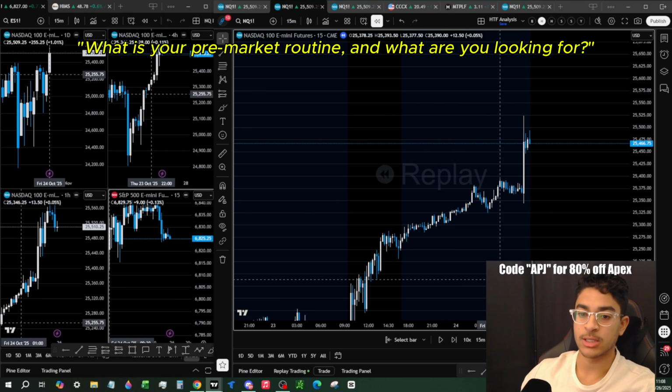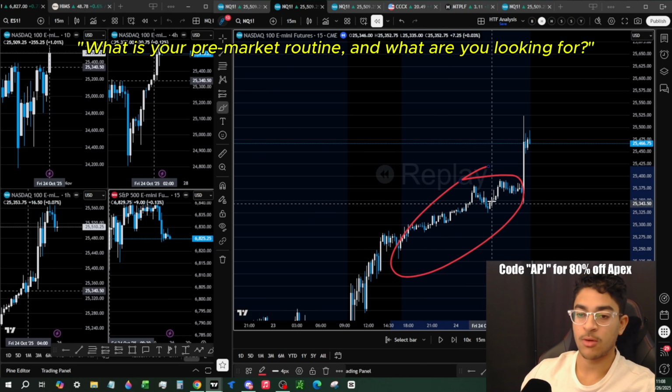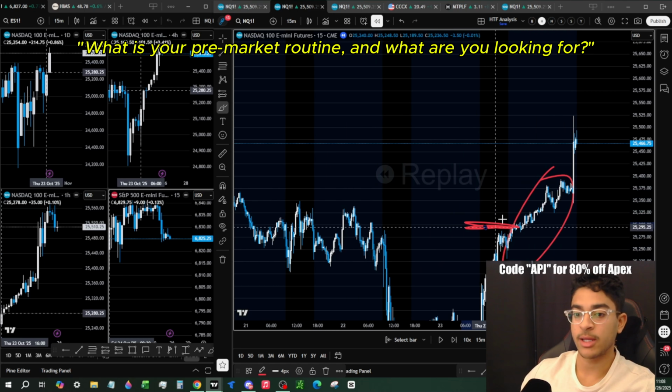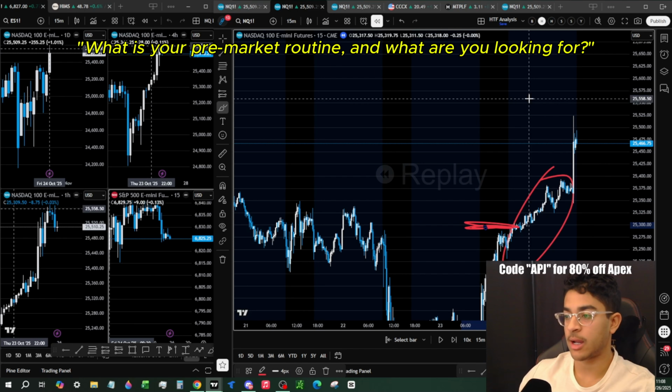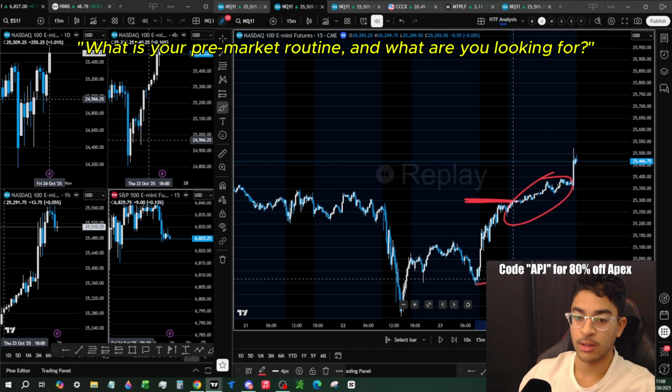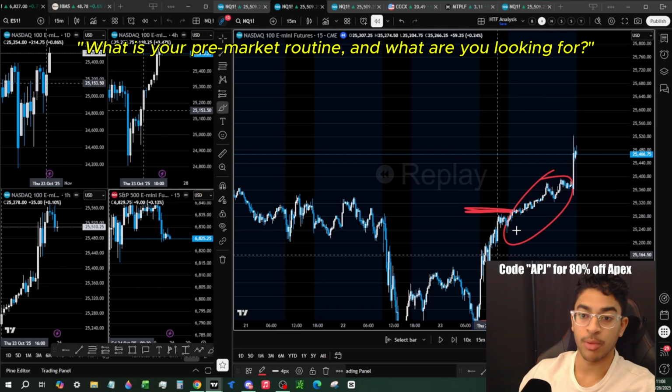I'm looking at overnight price action, right? So I see all this slow grind up. We're obviously above Thursday's high right here. So I'm journaling that. Okay, is previous day high broken? Yes. Is previous day low broken? Clearly not. It's all the way down there. So we are bullish overnight.